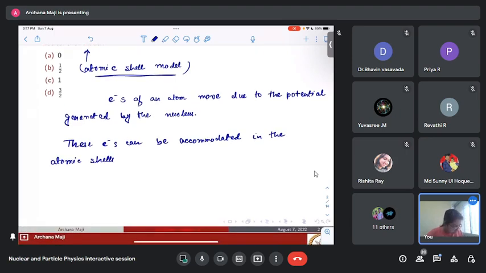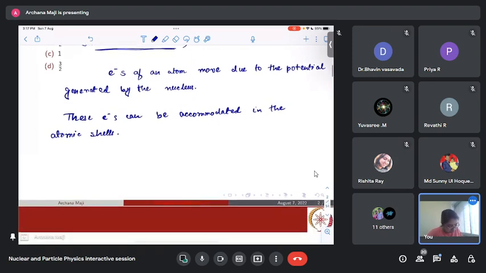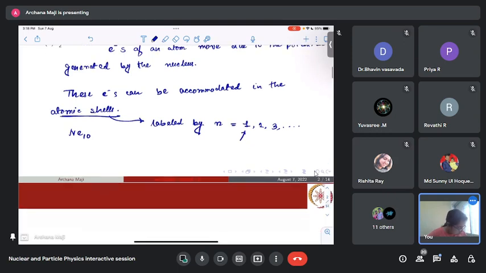Right? So for example, the simplest example, the neon, that was also considered in the lecture. So it has 10 electrons, and these atomic shells are labeled by what we call principal quantum numbers, small n. So small n can be 1, it can be 2, 3, etc. So small n equal to 1 can contain at most 2 electrons. This n equal to 2, 8 electrons, and so on.